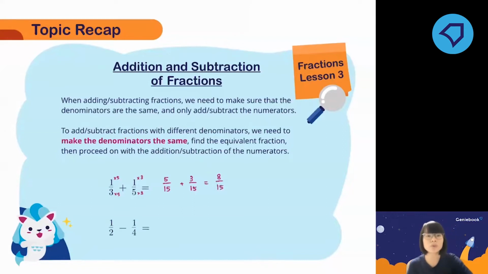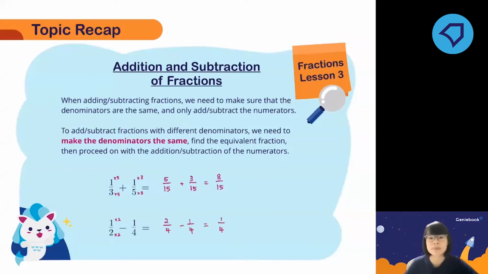Now, let's do our subtraction. So we have 1 over 2 minus 1 over 4. So what do you need to do? Okay, do the same. Are we going to multiply? Times 2. Okay, we just need to times 2 will do. So this one we just need to multiply by 2 and multiply by 2. So we will have 2 over 4 minus 1 over 4. And what will you guys get? 1 over 4. Only subtract the numerator, denominator remains the same.